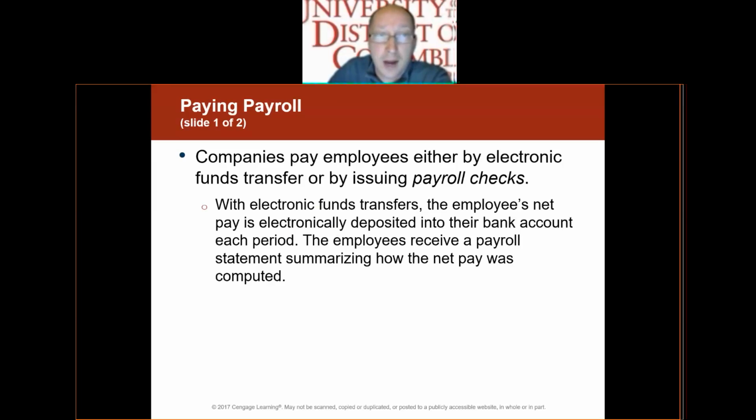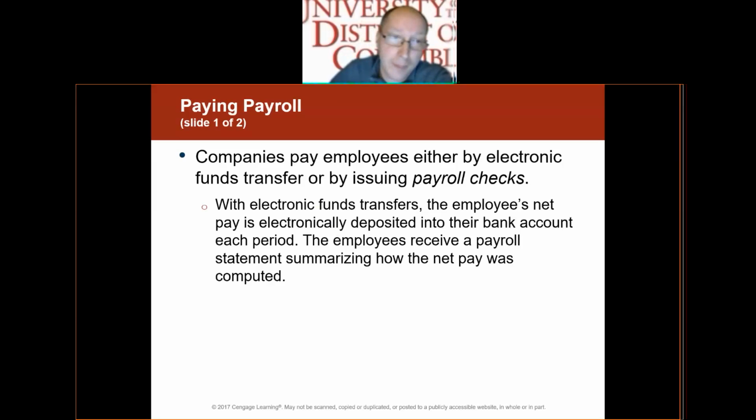What about paying payroll? Oh my goodness, sometimes we got to pay them. Companies pay their employees by either electronic funds transfer, also known as direct deposit, or by issuing payroll checks, physical checks in the mail. Some people still like that. I don't. I like direct deposit.